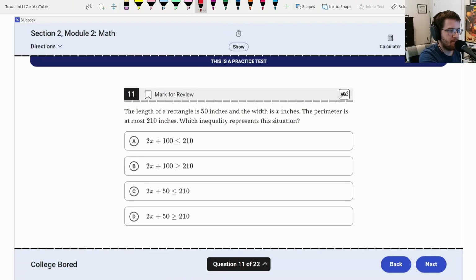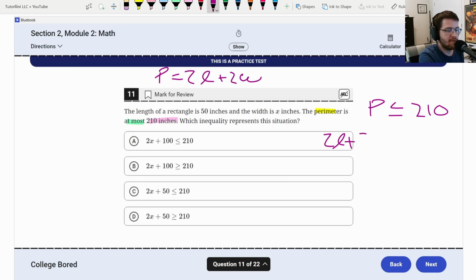Okay, question 11. It says the perimeter is at most 210 inches. At most is an inequality keyword for less than or equal to. So we're going to do perimeter is less than or equal to 210. And if you didn't know, the perimeter of a rectangle is equal to 2L plus 2W. That's probably worth knowing, even though it's not on the reference sheet. So I'm going to write 2L plus 2W is less than or equal to 210.